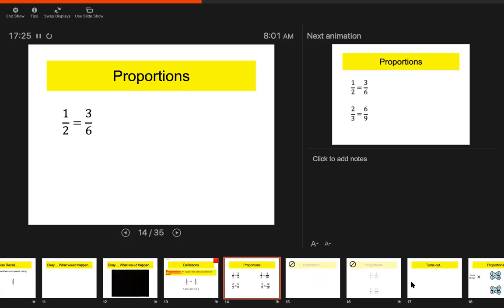Hey, there's a proportion. Why do I know it's a proportion? Two fractions equal to each other. Hey, there's another proportion, two fractions that are equal to each other. Here's another proportion. Here's a fourth one. Boy, there's four examples of fractions that are equal to each other.